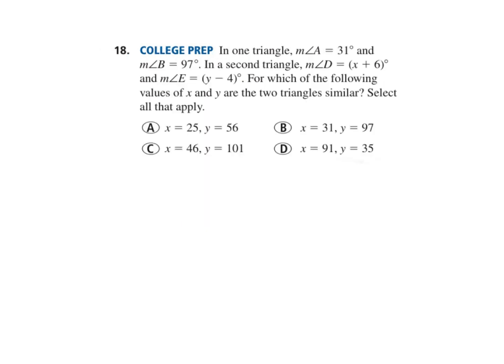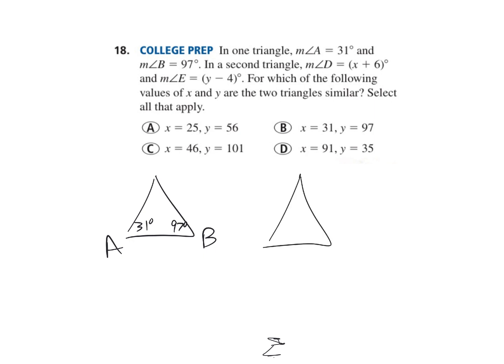All right. In one triangle, measure of angle A is 31 degrees. All right, we don't know what this is. Let's just try. I'm going to draw generic triangles. They're not going to be correct here, okay? So A and B. So it says this is 31 and this is 97. Obviously, 97 degrees doesn't match the picture I drew, but we're just randomly putting them in there, okay? In a second triangle, angle D is x plus 6, and angle E is y minus 4. For which values of x and y are the two triangles similar?